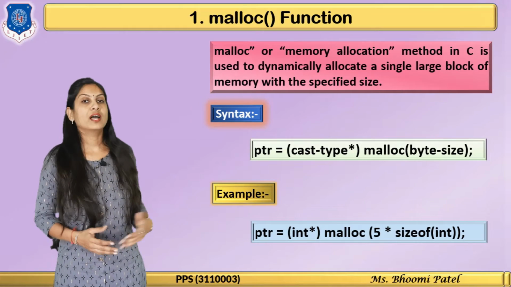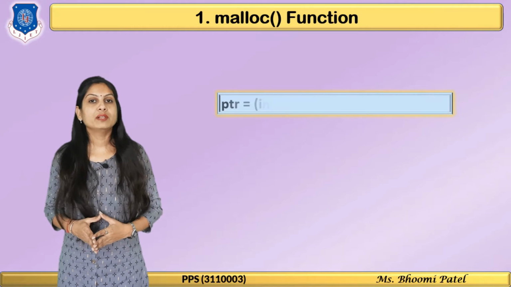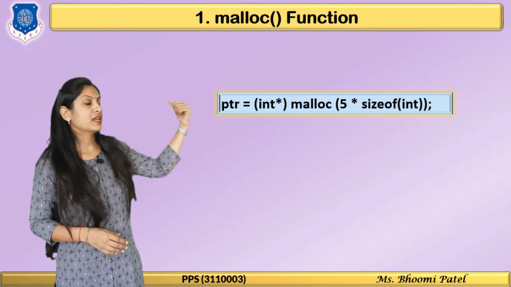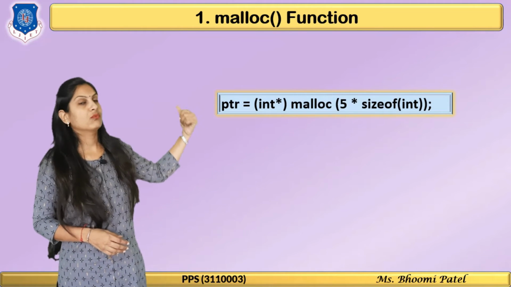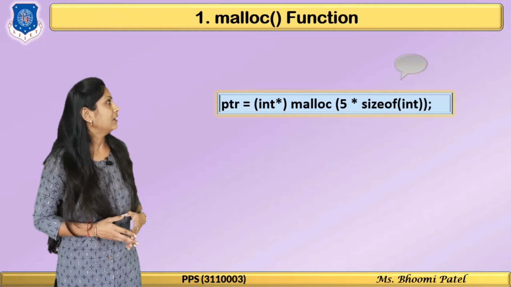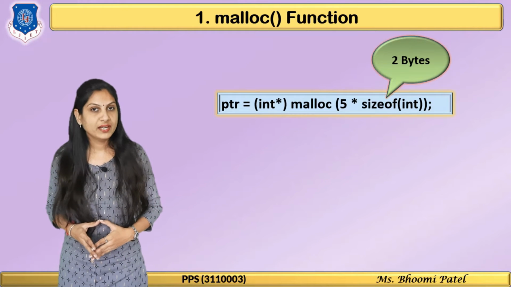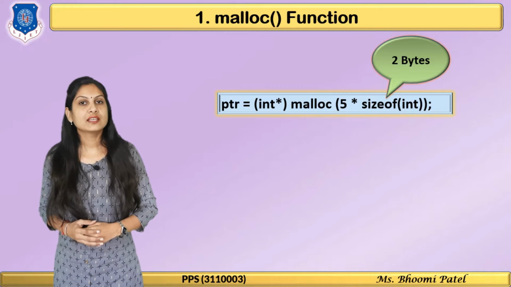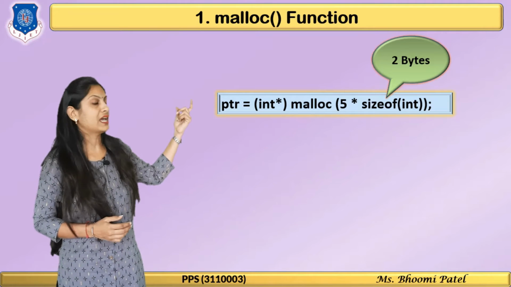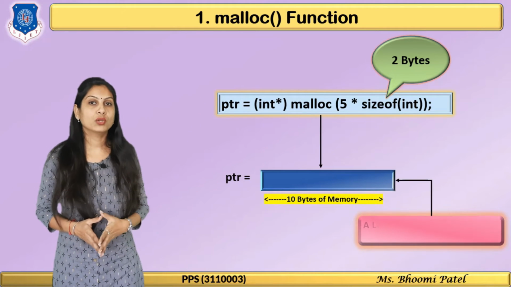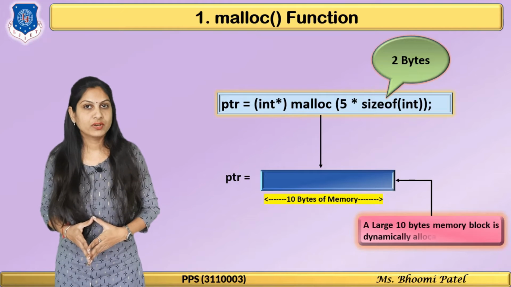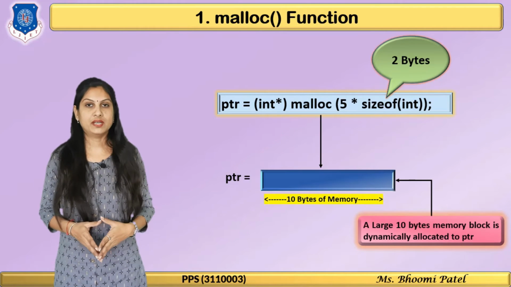Now understand with an example how memory will be allocated. The same syntax I am using here: ptr equals int star, then malloc of 5 into sizeof(int). Here I am considering the size of integer as 2. So total 5 into 2, 10 bytes will be allocated using the malloc function, and the pointer is ptr.